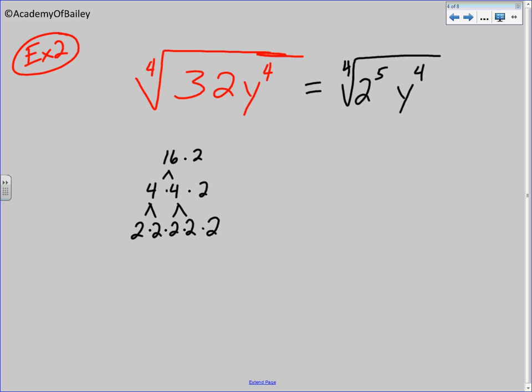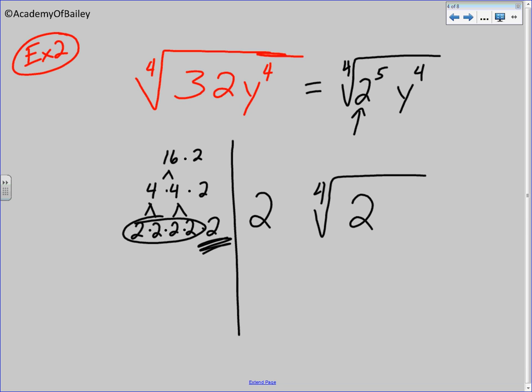Okay, well, how many out of 2 to the 5th, how many groups of 4 2's can I pull out? If we look here, there are 4 2's right there, leaving 1 left inside. So if we leave the 2 inside, and then the 4 2's come outside as 1 2. And then the same thing here. How many groups of 4 y's being multiplied together can I pull outside? That would be 1, because there's y to the 4th power. That means there's 4 of them there.